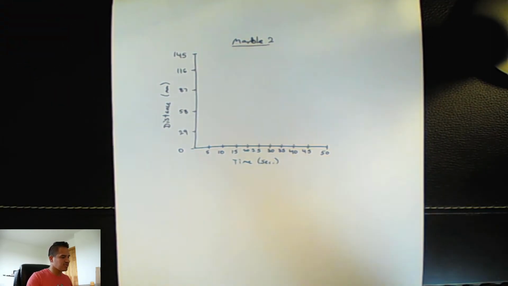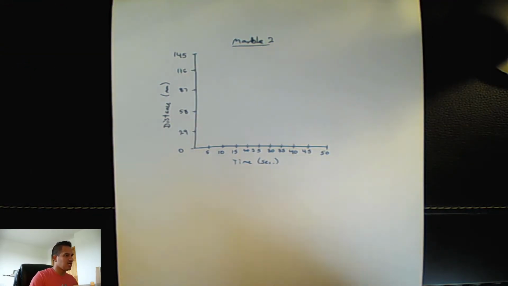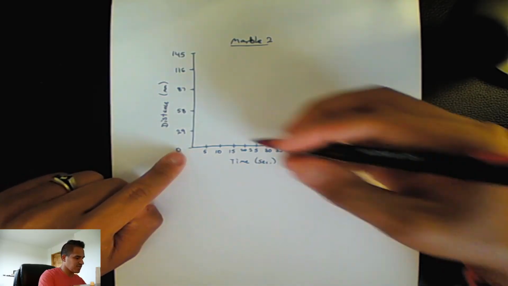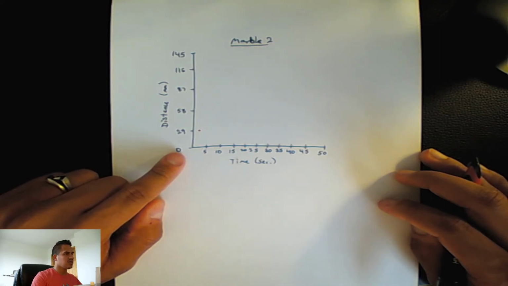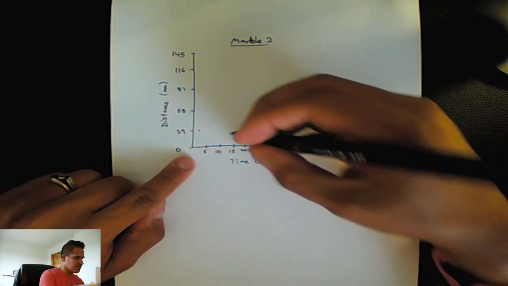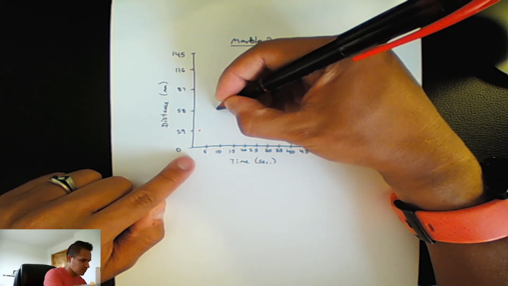So here's my second marble. Again, let's graph this one too. The first one took about 2.5 seconds, so somewhere about in here. Then the next one was 8.5 seconds, or about 9, so somewhere maybe again in here.